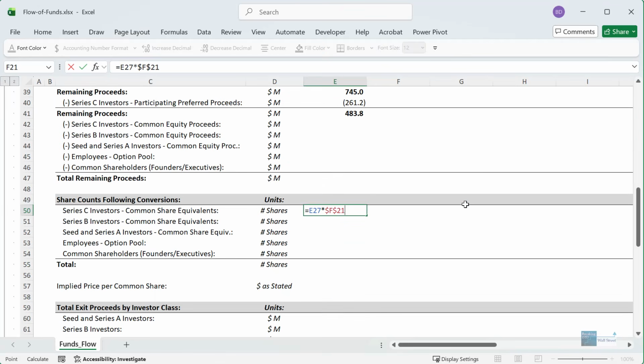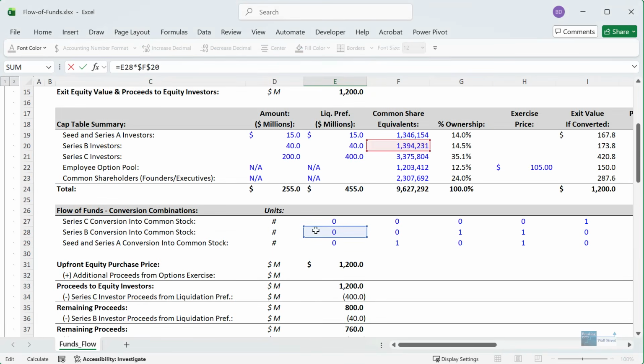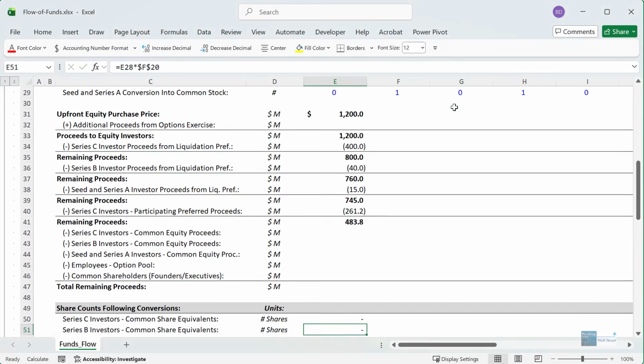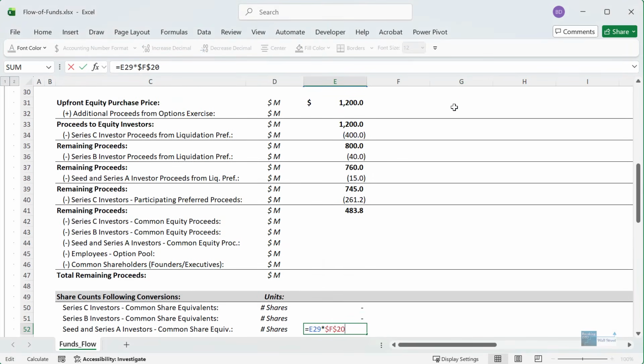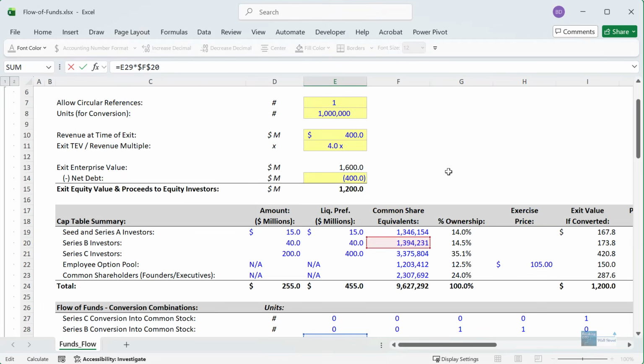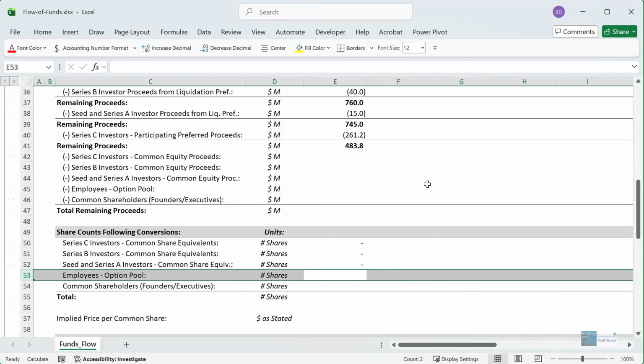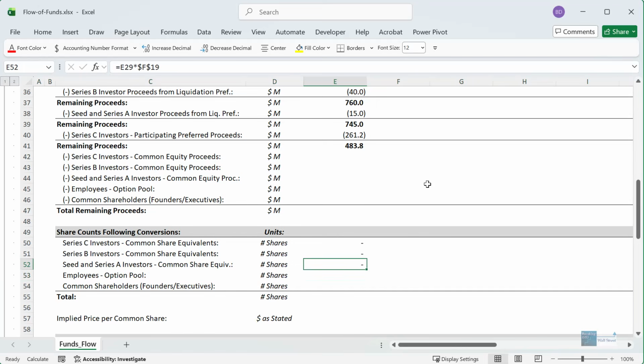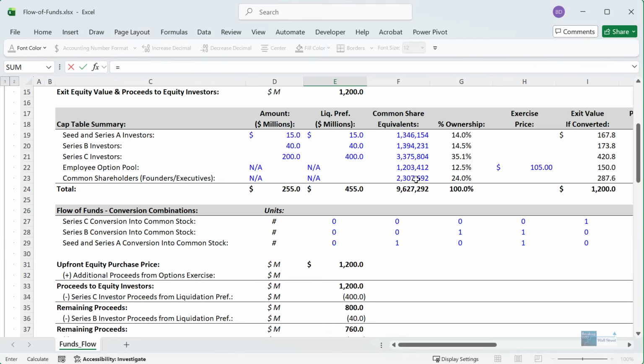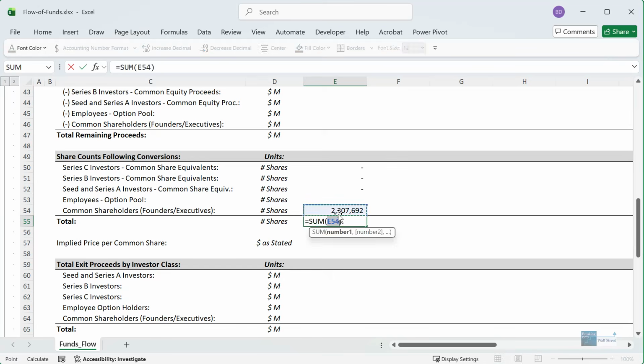I'm going to anchor this for the Series C investors, and then for the Series B investors, it's a little bit confusing because these move in opposite directions, but we can just keep modifying the rows. And then we can go up and modify this and set it to row 19 instead. I'm going to leave the employee option pool blank for right now, and we'll return to this one. And then finally, for the common shareholders, this will just be a constant number right here because this never changes. So we have this, and then we can add this up.